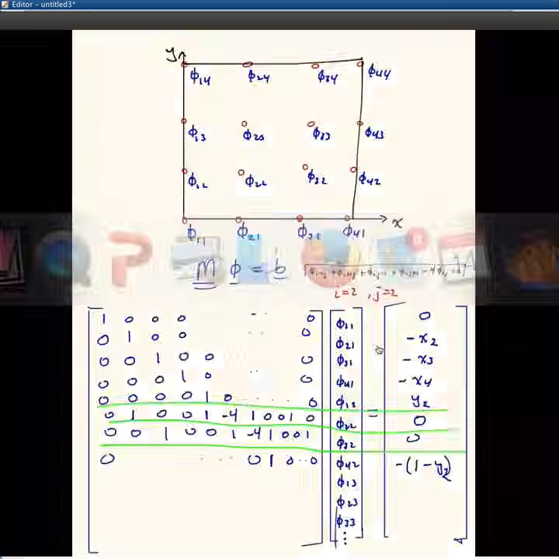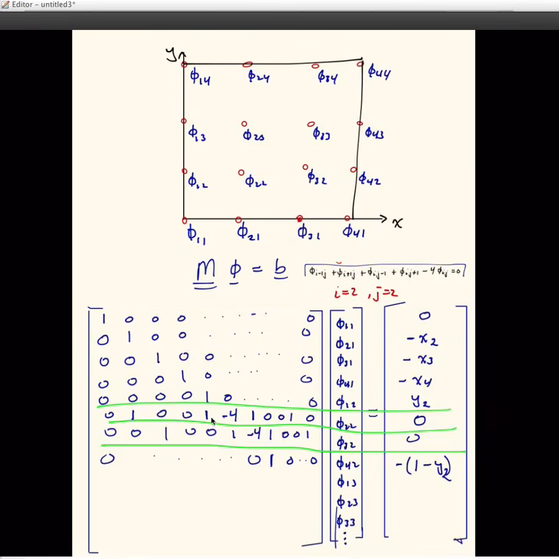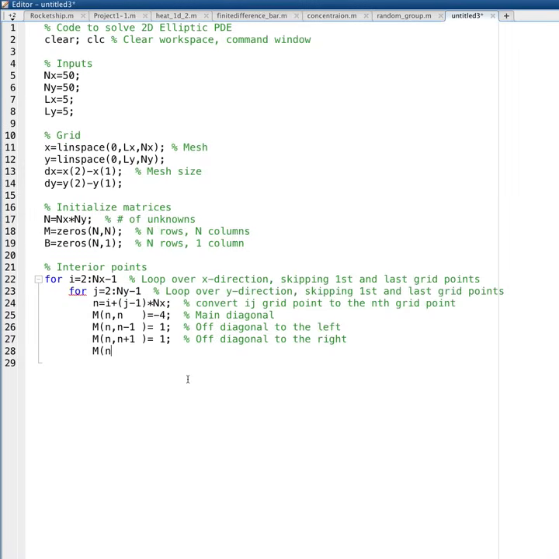Okay, so far we've put the minus 4 on the diagonal and the 1s on the just off diagonals. Now we need to put the 1 way over here, which is nx points away from the main diagonal, and the 1 way over here, which is also nx points away from the main diagonal. So we put M at the nth row, n minus nx column, a 1. This is the far off diagonal to the left. And the nth row, n plus nx column also gets a 1, which is the far off diagonal to the right.